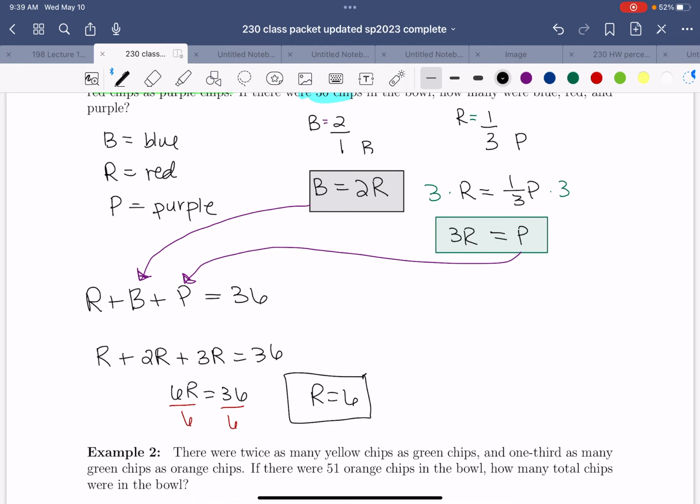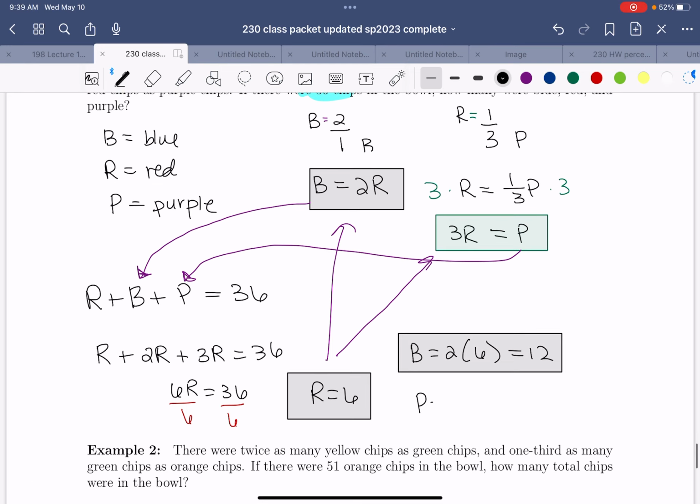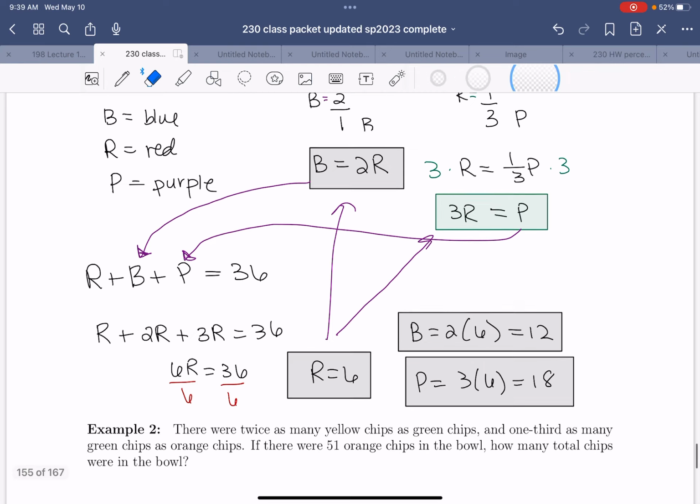So there's my R. Then I can go back up here and plug that back in to find my blue and my purple. Blue is 2 times R, so blue is 2 times 6, which is 12. And then P is 3 times 6, which is 18. Of course, we can check to make sure that those add up to 36. And again, you're going to write a little sentence that has your answer in it.